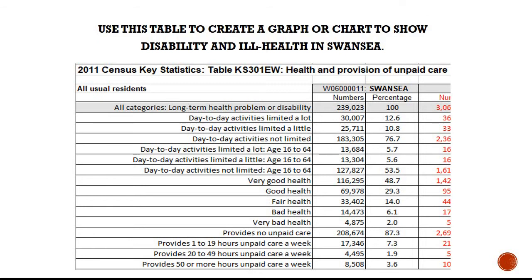Okay, this one is about disability and ill health in Swansea. Again, you use the information. So again, you have the numbers, you have the percentage, you need to decide what you're going to use.